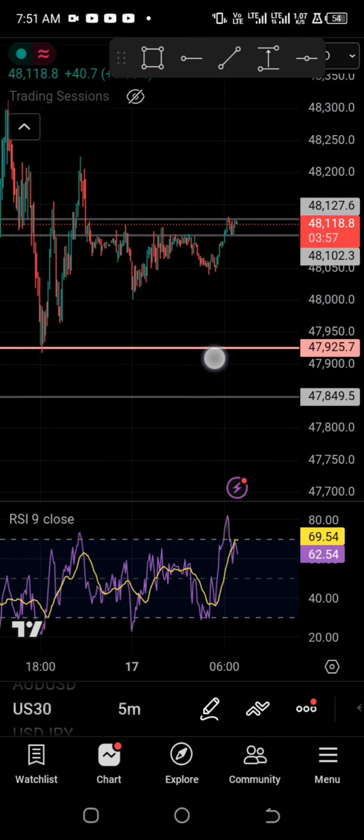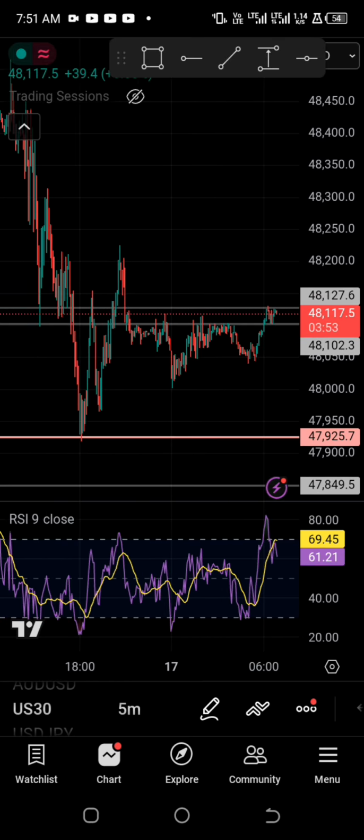So by then, we should be selling from here. So by then, we'll be able to get one or two good moves from this market.